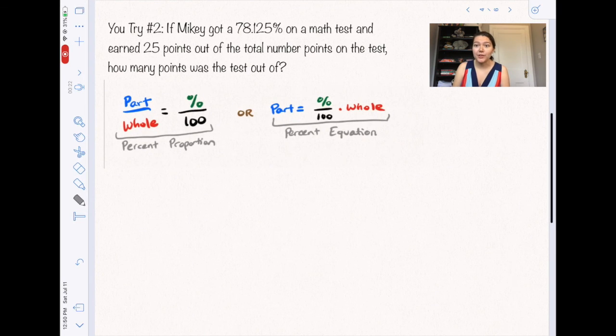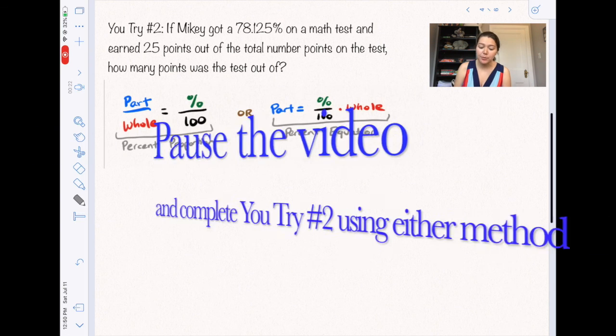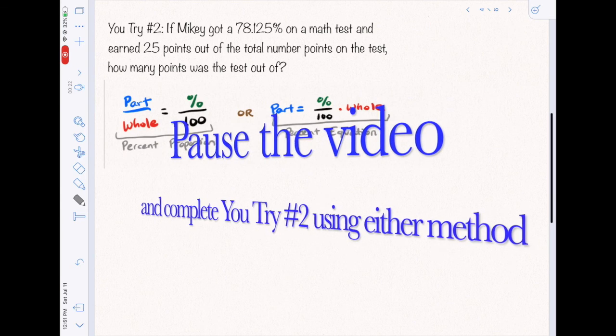Okay, so now we have our last question. You try number 2. If Mikey got a 78.125% on a math test and earned 25 points out of the total number of points on the test, how many points was the test out of?